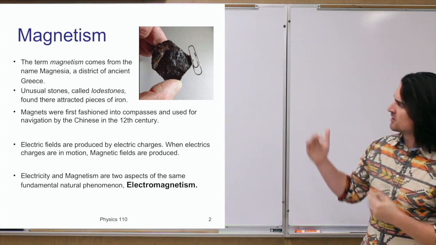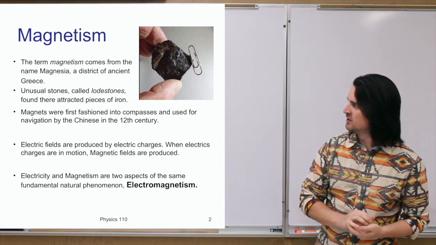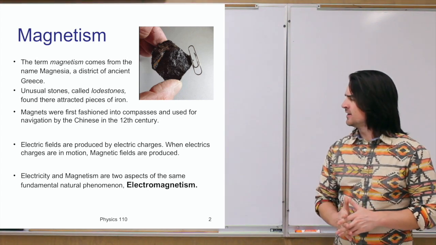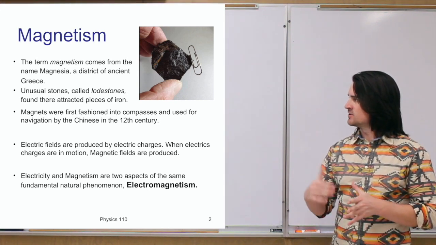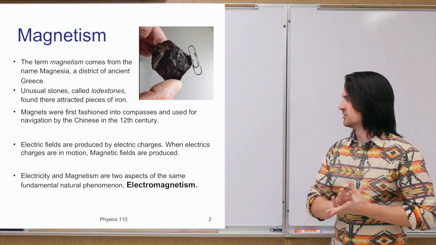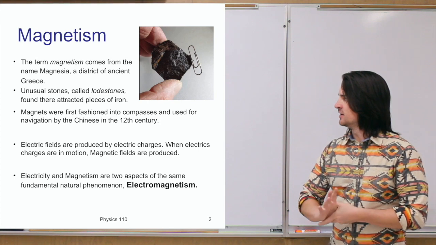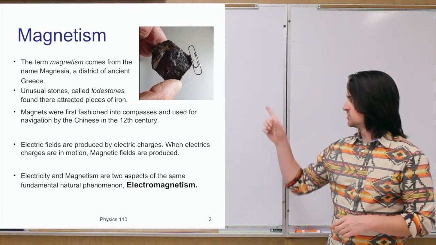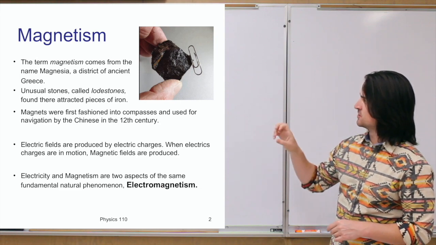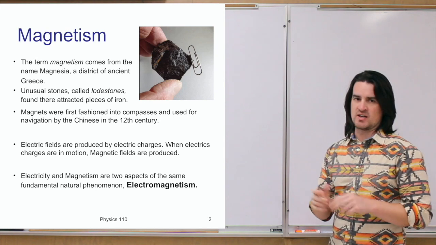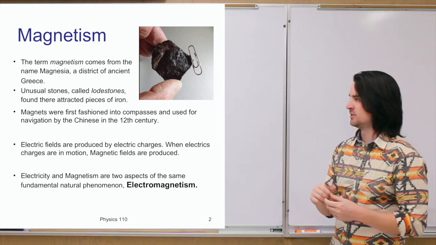Apparently that term comes from Magnesia, which was a district in ancient Greece. We used that because of these unusual stones that were found in that district, which they called lodestones. They noticed that those lodestones would attract pieces of iron, just like in the picture here, where a little paper clip is being attracted by one of those lodestones. We would just call it a magnetic rock now, maybe.